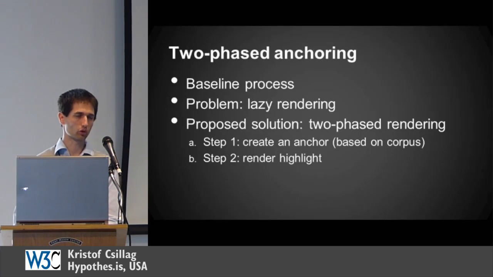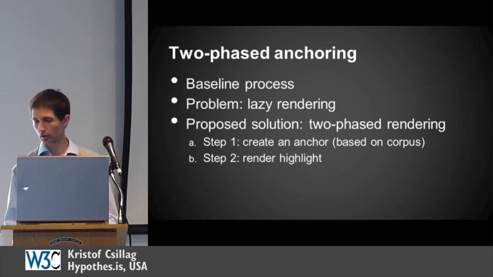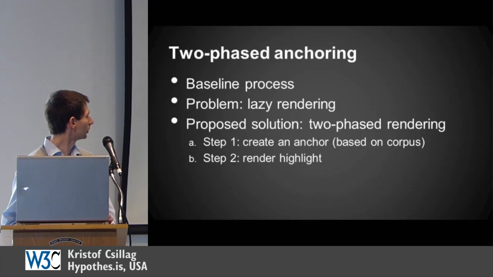So we are looking at the corpus of the document, which is the text representation, and we determine where the actual annotations should go, but we cannot yet actually put real highlights in the document because those parts of the text are not rendered into the DOM yet. Okay, so I'm going to go a little bit faster.